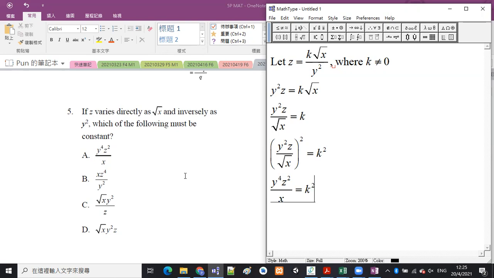So now, if k is a constant, then k squared is also a constant, a larger constant. Okay? It is not a variable, it is a constant. So now, this fraction is equal to k squared, which is a constant. So this one should be the answer. Okay, so the answer is option A.